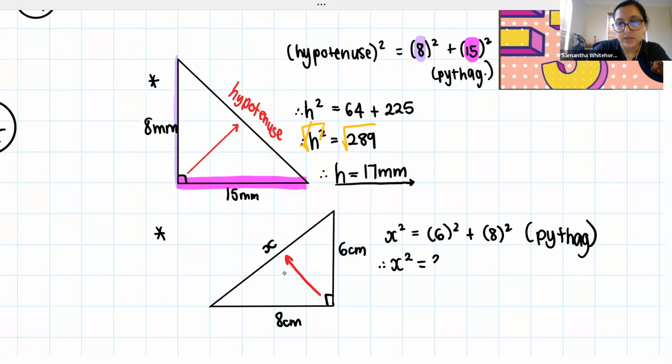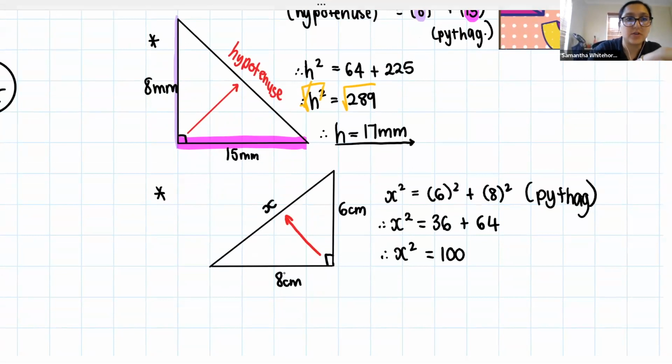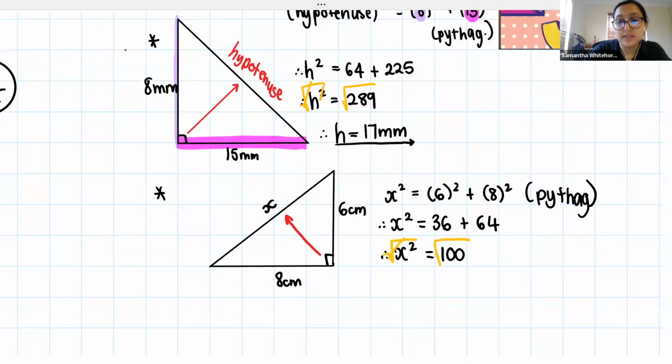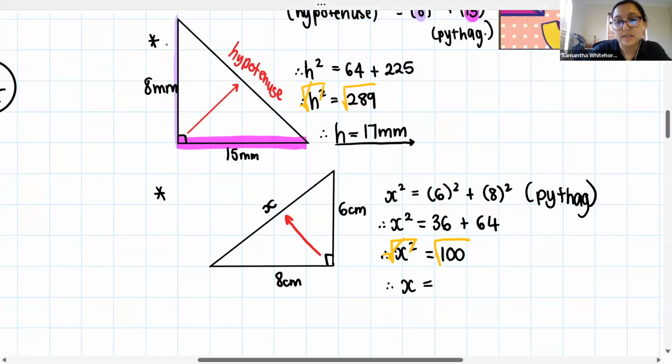So 6 squared is 36, 8 squared is 64, and so adding those two together, I end up with 100. Now remember, this is still x squared equals 100. We want x. So we need to square root both sides in order to get the x alone. And so we end up with x is equal to 10 centimeters.